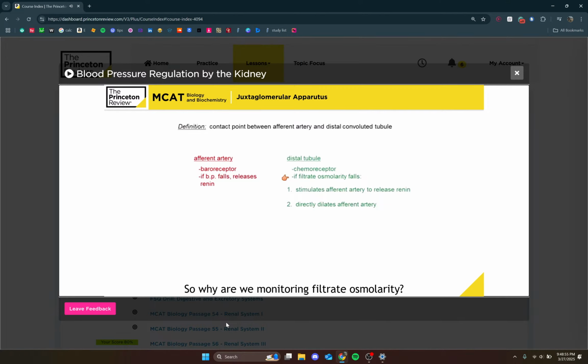So why are we monitoring filtrate osmolarity? Because remember, part of the job of renin, well, indirectly, renin is going to set up that whole system of change where we get angiotensin II.